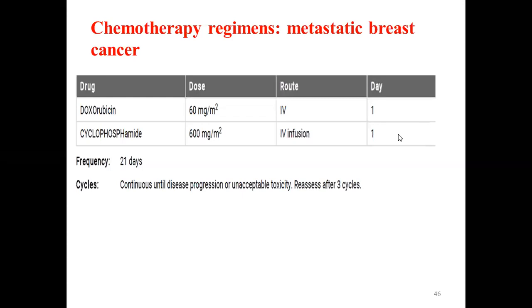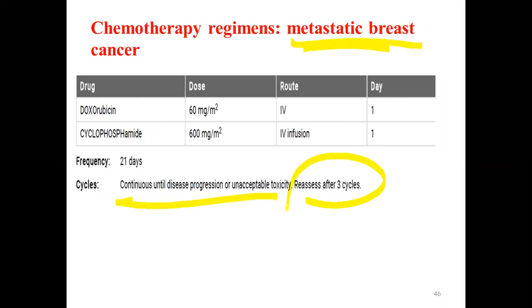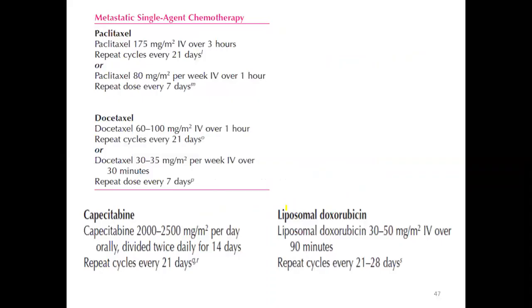Then this is the chemo regimen, by the way. We can use it in the metastatic setting or even in the adjuvant setting. But in the metastatic setting, normally we continue the cycles until unacceptable toxicity happens or until the disease progression is reduced significantly. So we don't know how many cycles we are going to give in metastatic breast cancer, because the goal is only palliative.